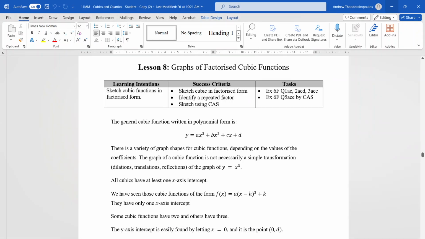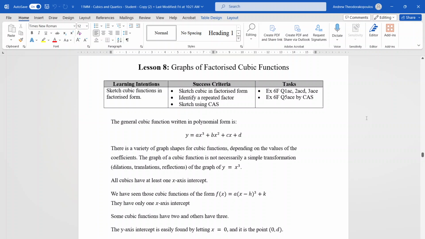Hey everyone, so in lesson 8 we're going to focus on graphs of factorized cubic functions. We're going to learn how to sketch cubics that are in factorized form. We're going to look at identifying a repeated factor, and we're going to look at how to do all this on the CAS as well.